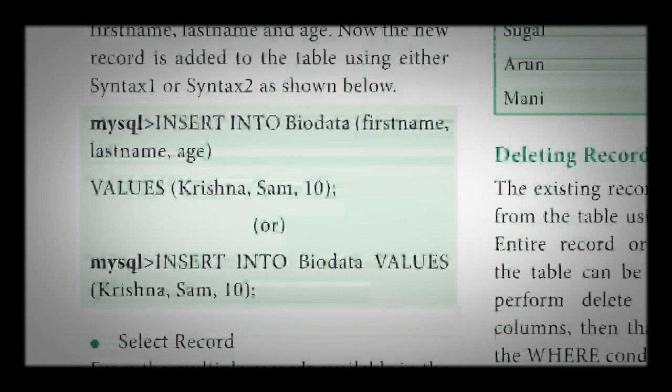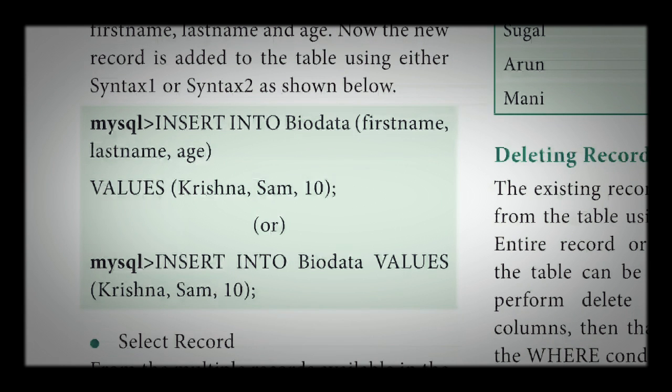Insert into biodata, first name, last name, age, with values Krishna, Sam, and age 10. Or insert into biodata values Krishna, Sam, and 10. By these two types of insert command, you can insert a record into a table.